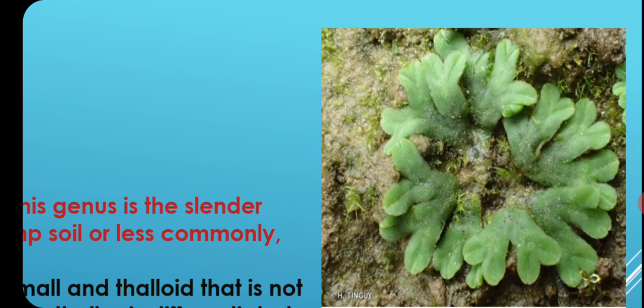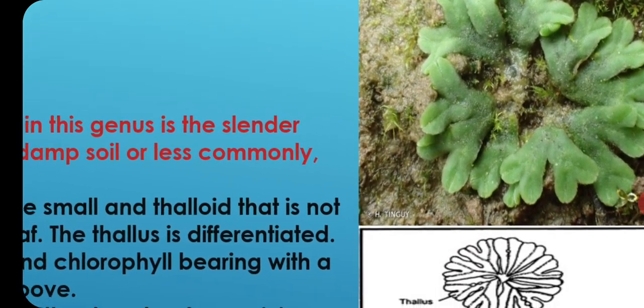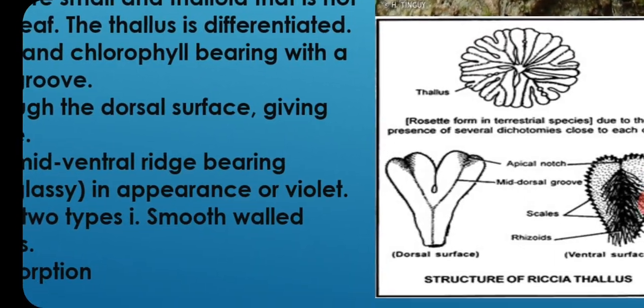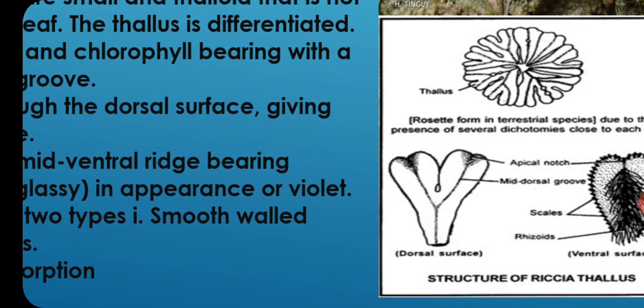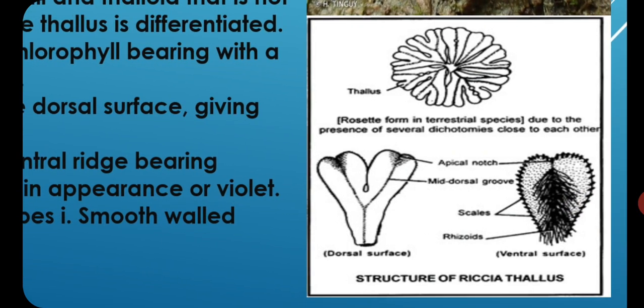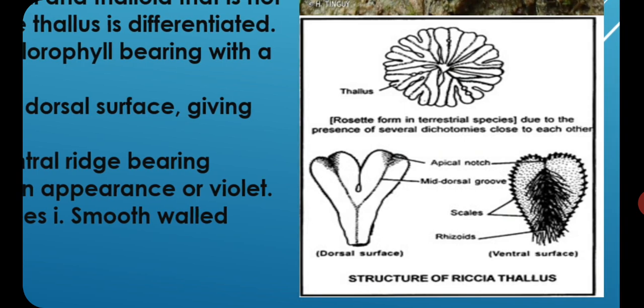Most Riccia are bilobed, meaning two lobes. Each lobe bears an apical notch, which contains the apical cell or growing point. The Riccia thallus is differentiated into dorsal and ventral sides. See, this is the dorsal surface. It clearly shows a midrib. The midrib region is thick and the margin is thin. And see there, this is the apical notch. The ventral surface is light in color.